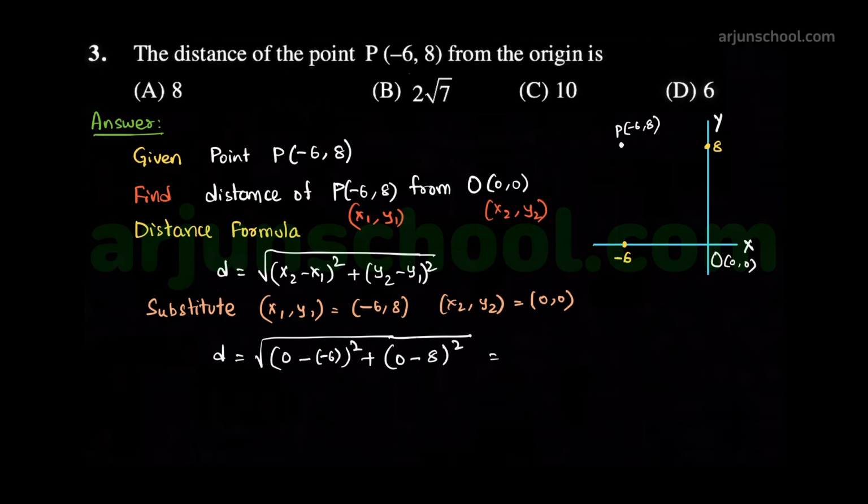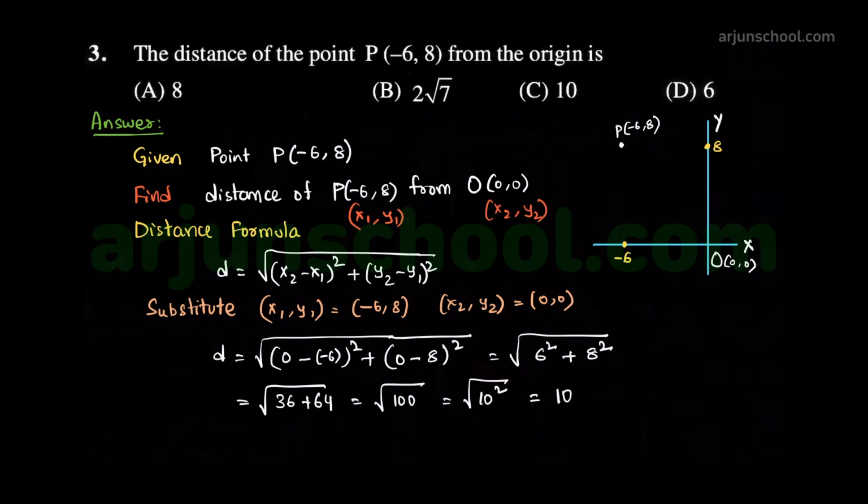That is equal to root over 6 square plus 8 square. 6 square is 36 and 8 square is 64. Root over 36 plus 64 is 100. That is equal to root over 10 square, which is equal to 10.